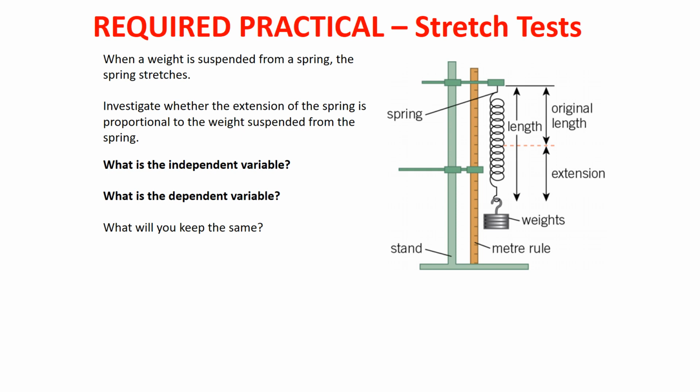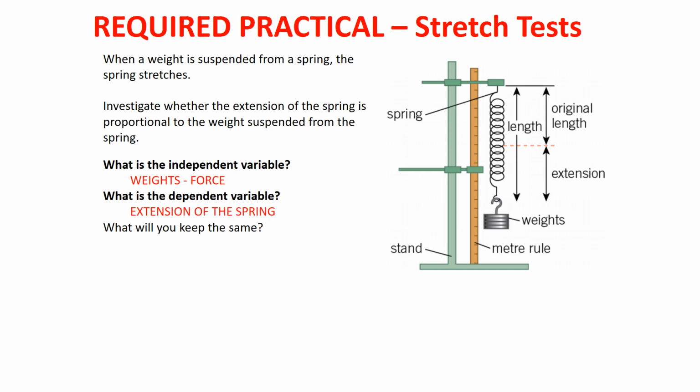The independent variable, the thing that we're deliberately changing, is the weights that we're adding to it. And we would add the weight and then measure the extension. To ensure that this is a fair test and we hadn't overstretched the spring, what we would do between adding each weight is take off the weights and ensure that the spring returns to its original length. If it doesn't, then it has gone past its elastic limit, or its limit of proportionality.